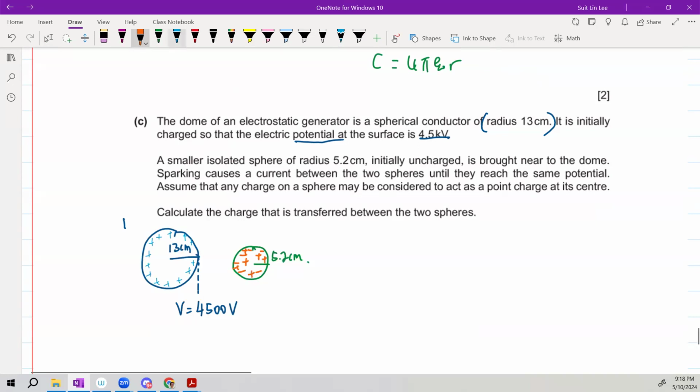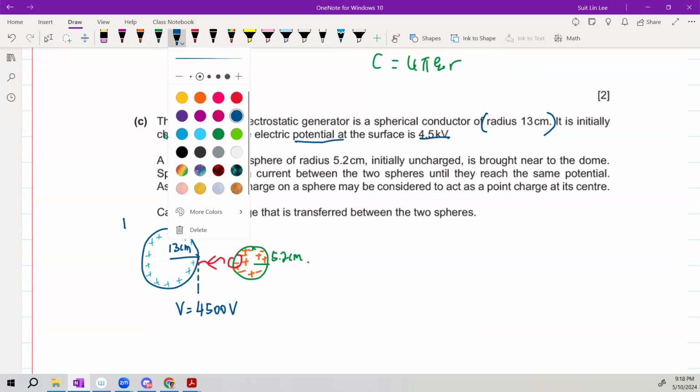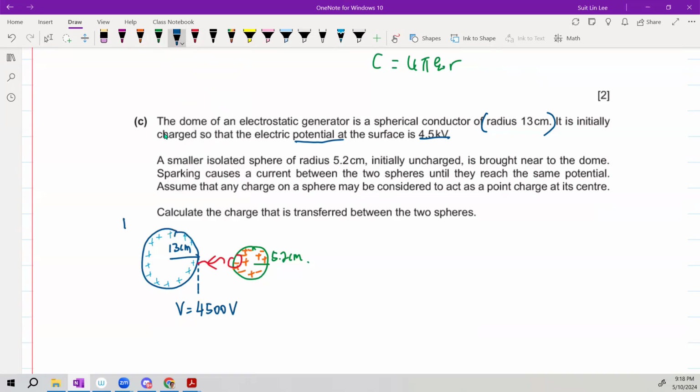It's neutral, so positive and negative charge is the same. Okay, so the negative charges will be more attracted to this one, so it will go this direction. Let's assume that the blue sphere is charged positive, although it does not matter. The reverse also can happen. So you get a zap. Zap. They will zap them. The current, the sparking will flow until they reach the same potential.